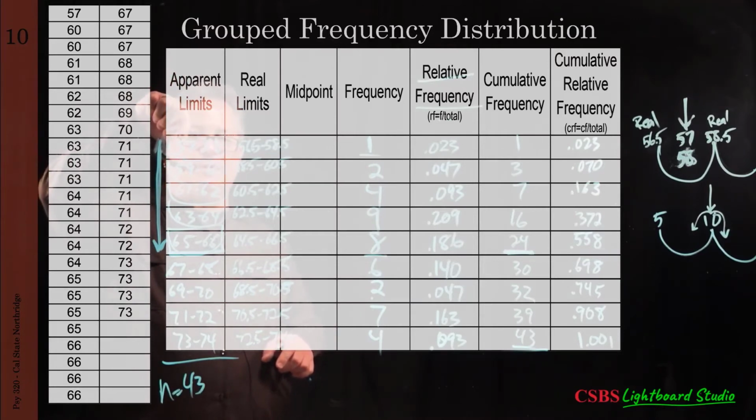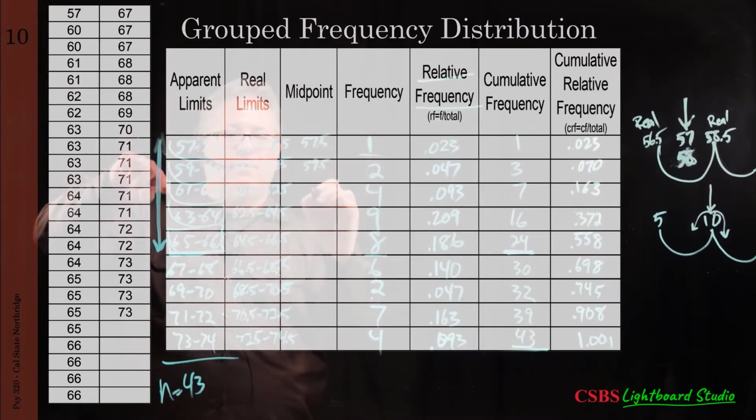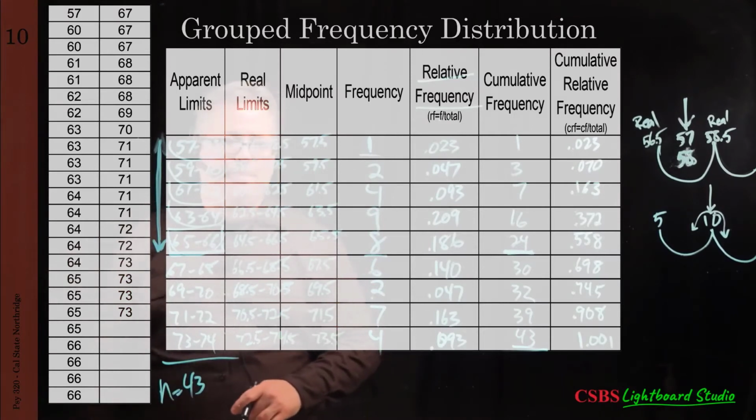So 57 to 58 means that the midpoint's halfway in between, which is 57.5. This is going to be 59.5, 61.5, 63.5, 65.5, right? It just ends up being the midpoint of each of the classes. 67.5, 69.5, 71.5, and 73.5, like that. Okay.